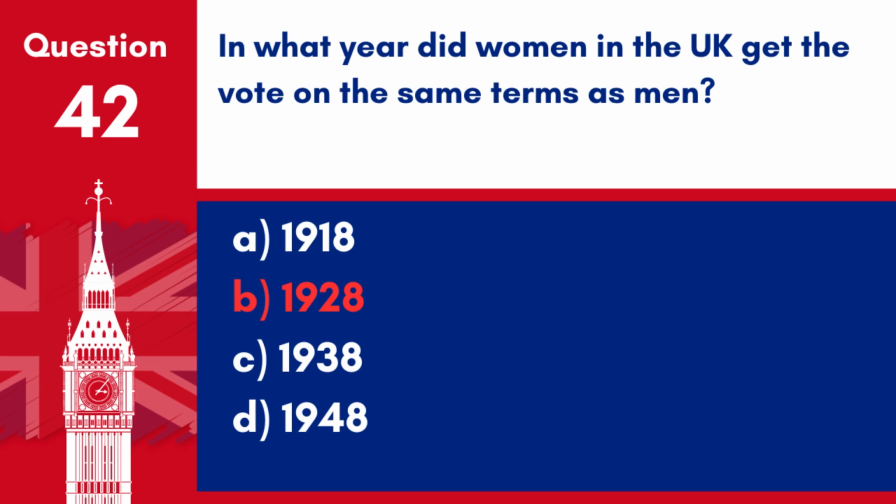Answer B. 1928. Women in the UK gained the right to vote on the same terms as men in 1928.